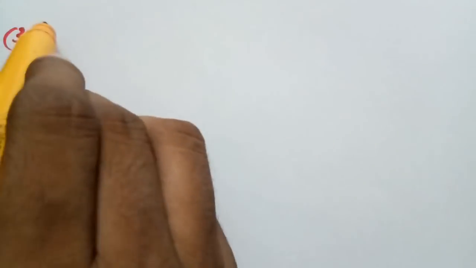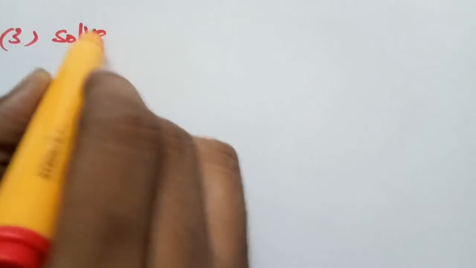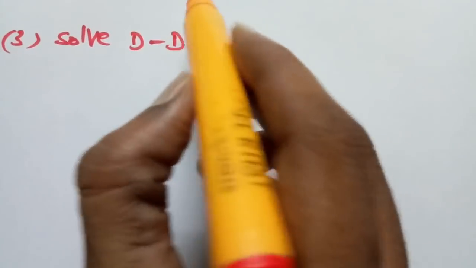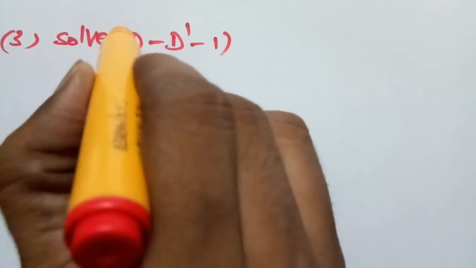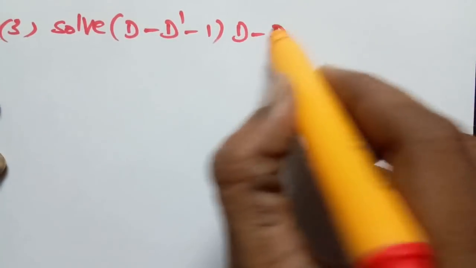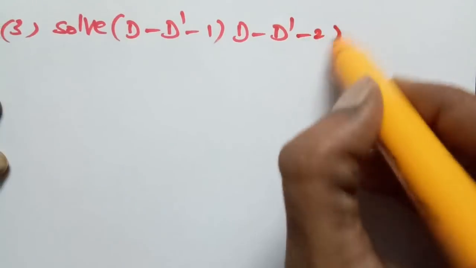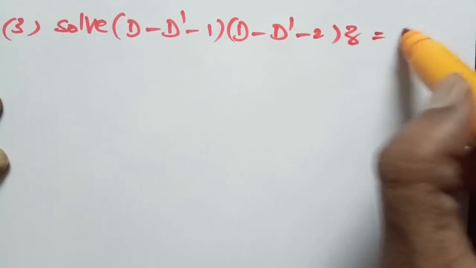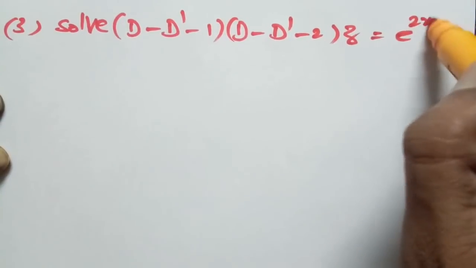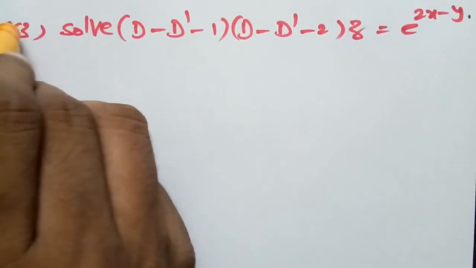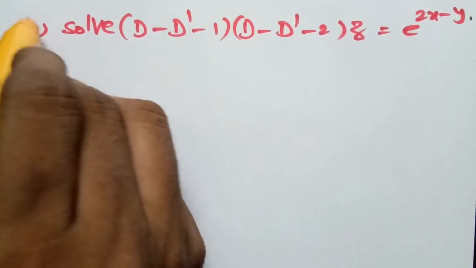Third one, solve (D - D' - 1)(D - D' - 2)z = e^(2x - y). In the previous class, we discussed only one problem. So this is the second one.